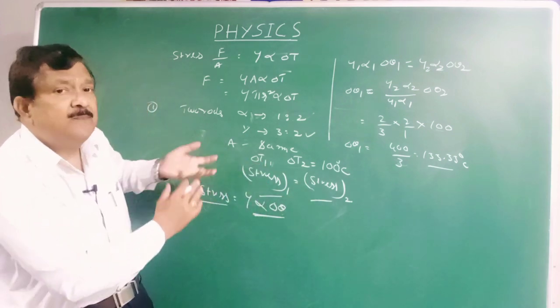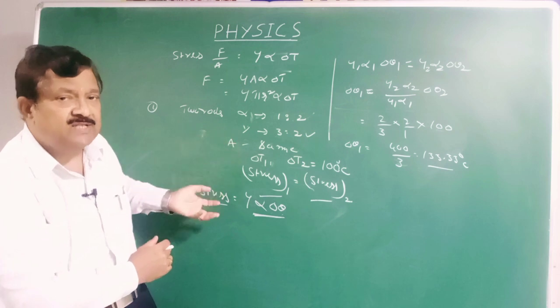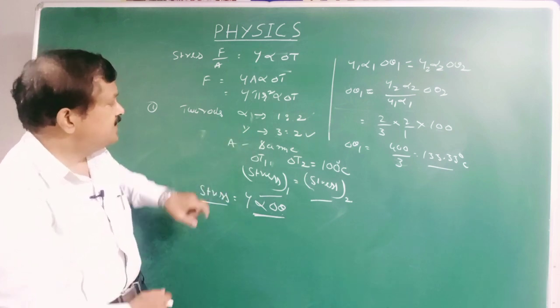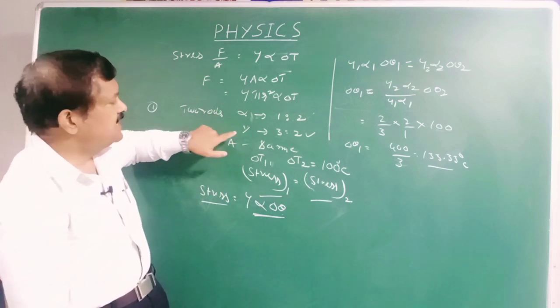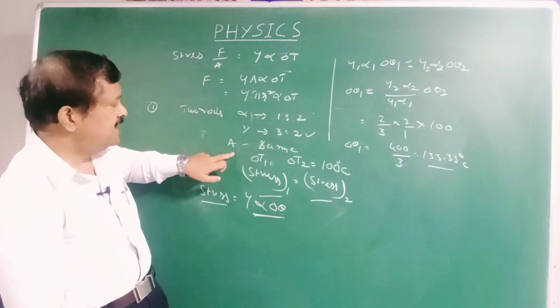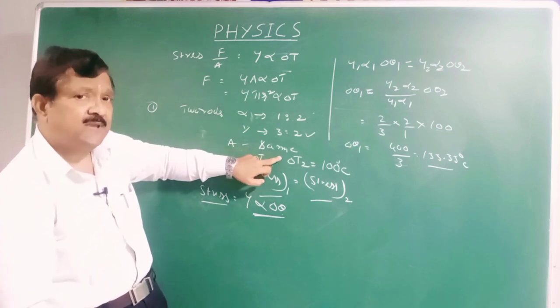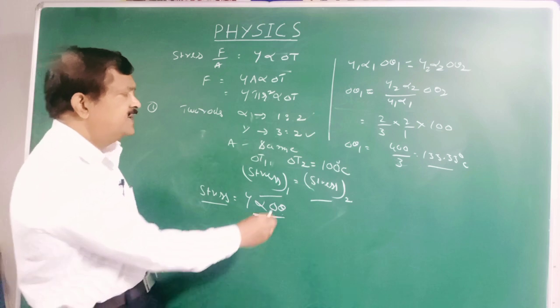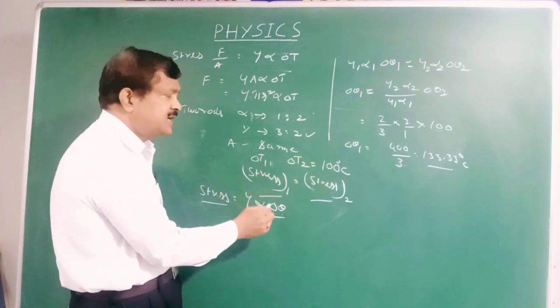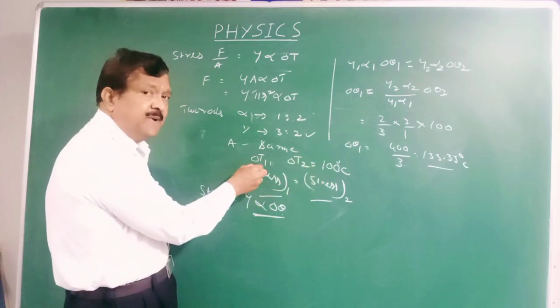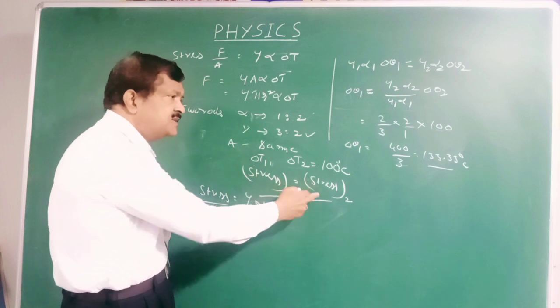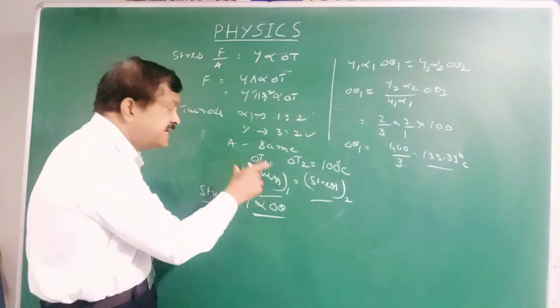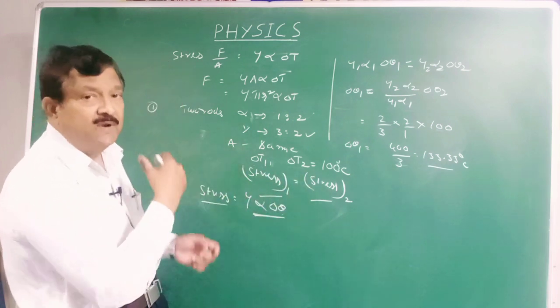So this is another possibility. A problem can be like this also on thermal stress. So here the alpha ratio is given, Young's modulus ratio is given, but the area is the same. Let us suppose the area is the same. Now for the second rod, the change in temperature is given, and we want the change in temperature for the first rod such that the stress is the same. So stress is the same is the important point we have to remember.